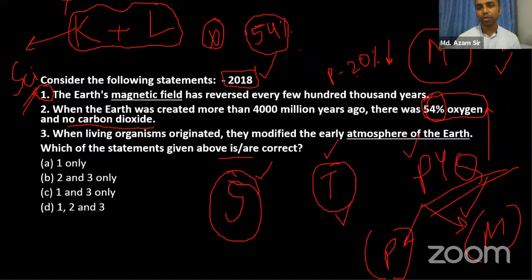So this 20%, initially it was 0%, you can consider. Then it increased because the photosynthesis started increasing, and then it is slightly decreasing, not very fast, but it is slightly decreasing. Now the second statement here itself, no carbon dioxide.